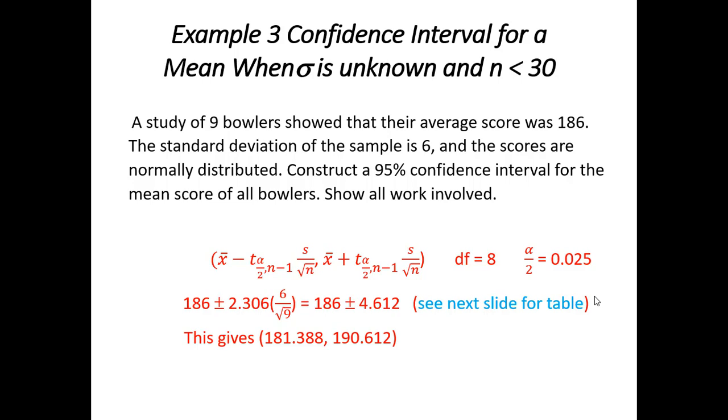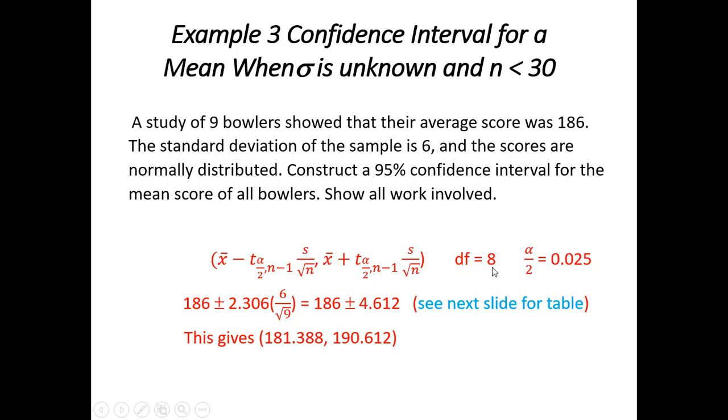Okay, here's an example. Suppose we have a study of 9 bowlers and their average score was 186. The standard deviation of the sample is 6. Okay, key word here. Standard deviation of the sample. The scores are normally distributed. Construct a 95% confidence interval for the mean scores of all bowlers. Show all work involved. Okay, so here's our formula for the confidence interval.